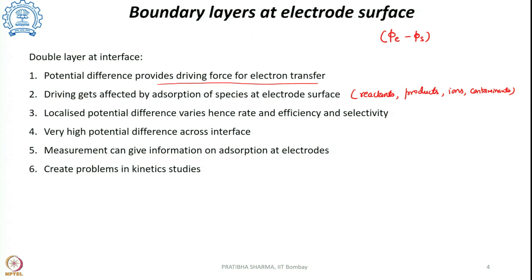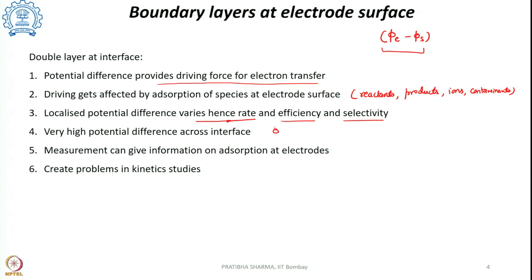There could be localized variations which occur because of the potential difference, and that influences the rate of the reaction, the efficiency of the process, as well as the selectivity towards hydrogen being produced. At the same time, this potential difference arising across the interface can be very high.